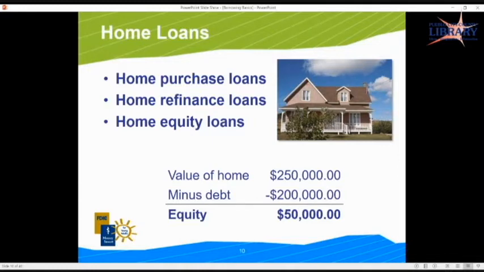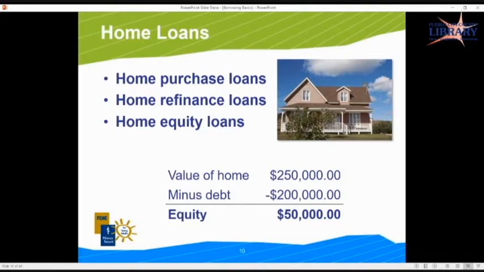Home equity loans can be used for any reason. The amount that a person can borrow depends on the amount of equity they have in their house. In general, the best uses for home equity loans are to purchase goods or services with long-term benefits.